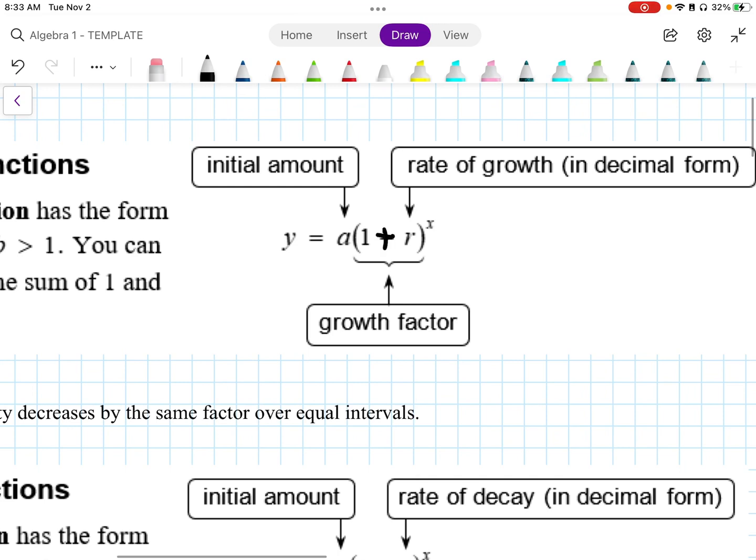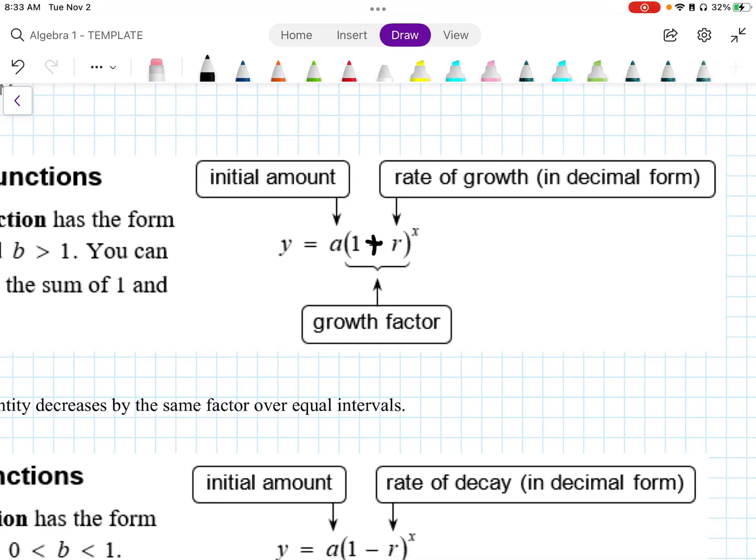This should be a 1 plus r. The r is the rate of growth, right? How fast it's growing. The whole piece is the growth factor. If something says that it's growing at 10%, you first need to convert that into a decimal. That would be 0.1. And then in this formula, you'd have 1 plus 0.1 in the parentheses there, right? So the rate of growth would be 0.1. The growth factor would be 1.1.